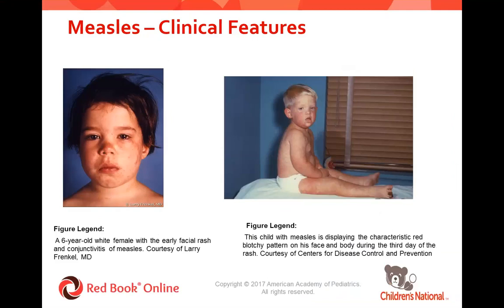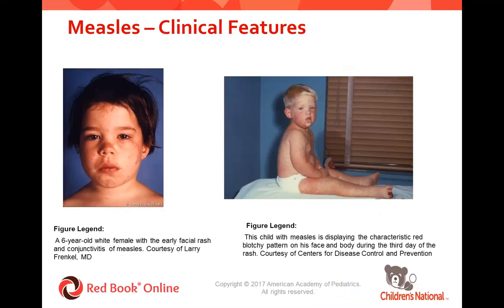And then I wanted to show some pictures of the rash and some of the other findings that we see with measles as well. So this first photo has a 6-year-old little girl that has the early rash of measles as well as conjunctivitis. We can see her red eyes and that they're quite watery, and then that rash beginning on the face and not yet really spreading down towards the neck and the upper trunk.